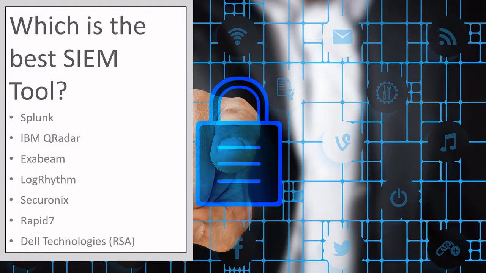Which is the best SIEM tool? The best SIEM tools, according to Gartner, are Splunk, IBM QRadar, Exabeam, Logarithm, Skeuronix, Rapid7, and Dell Technologies RSA product, to name a few. These SIEM tools tend to be classed as leaders in the Gartner Magic Quadrant released each year. Splunk. Considered by some to be the leader of the pack, Splunk provides enterprise-level SIEM functionality and is a popular choice amongst many larger organizations.